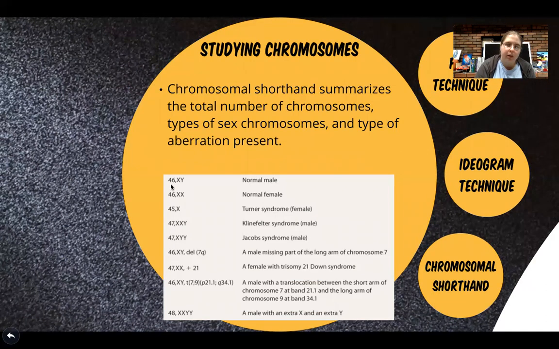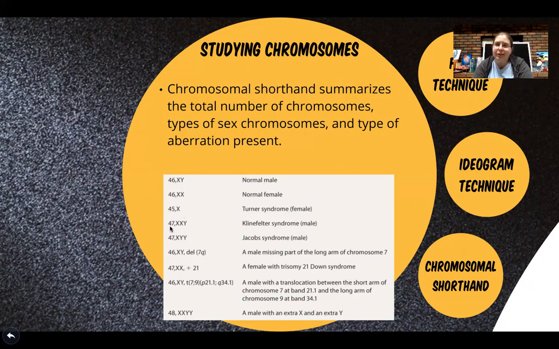So we should have 23 pairs or 46 total. So 46 XY means it's a normal male. 46 XX means it's a normal female. 45 tells us that we are missing a chromosome. And the fact that there's only one X tells us that it's the second sex chromosome. And in this case, it leads to what's called Turner syndrome.